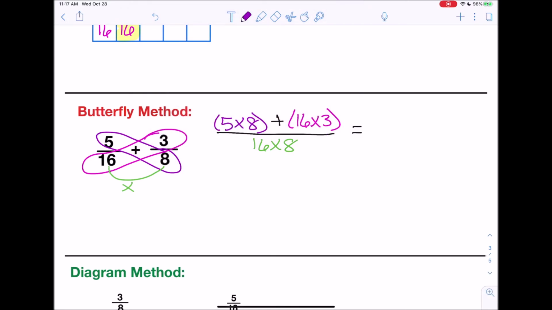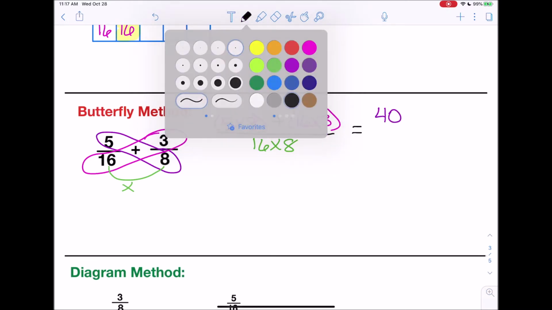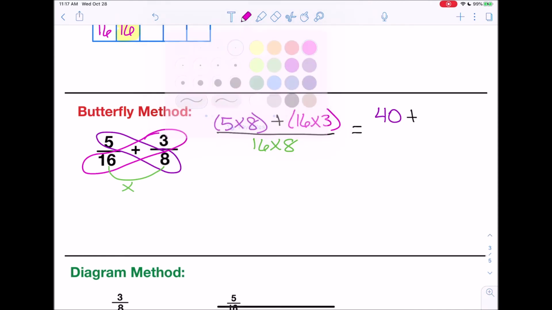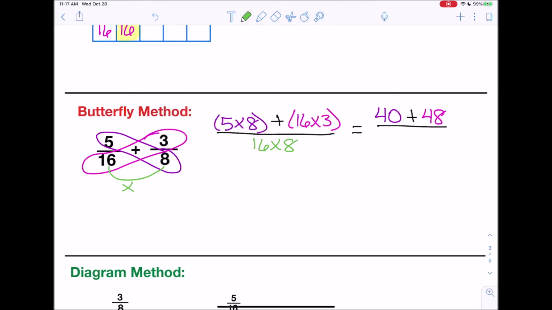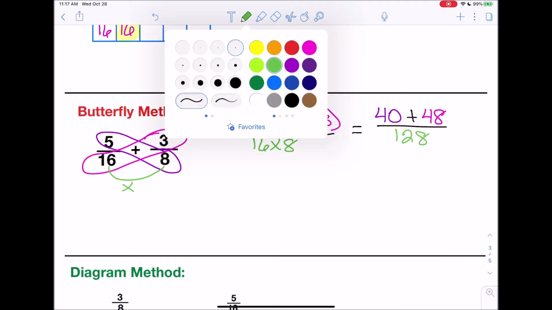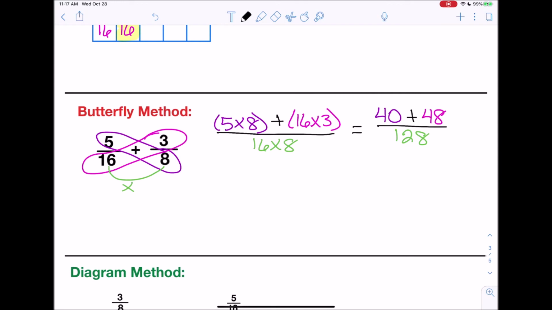So 5 times 8 is 40. 16 times 3 is 48. And 16 times 8 is 128. So we've multiplied everything out. All we have to do now is simplify. So 40 plus 48 is going to be 88 over 128. I happen to know that both 88 and 128 are divisible by 8, and you end up with 11 out of 16.